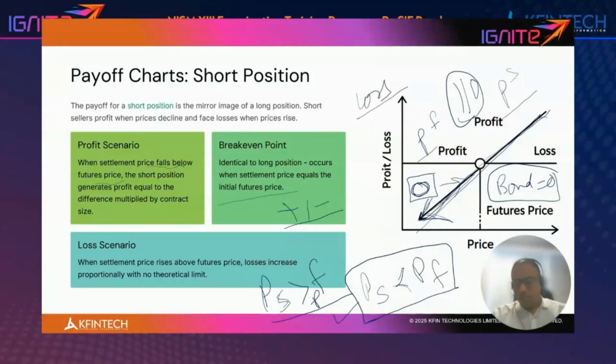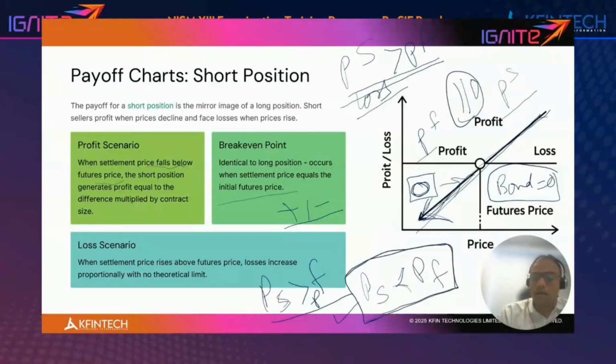So that was the basic understanding of the payoff charts for the long position and short position. Again, let's recap. The long position benefits when the settlement price is greater than the futures price, and the short position benefits when the settlement price is lower than the futures price. So this is the main difference in the payoff charts for the long and short positions.